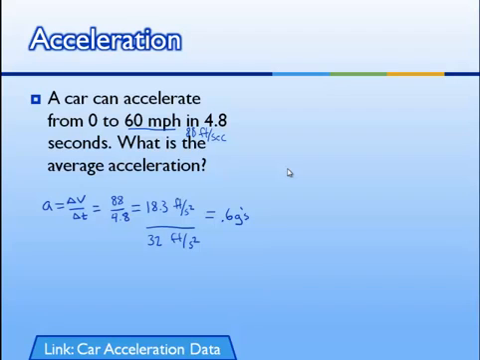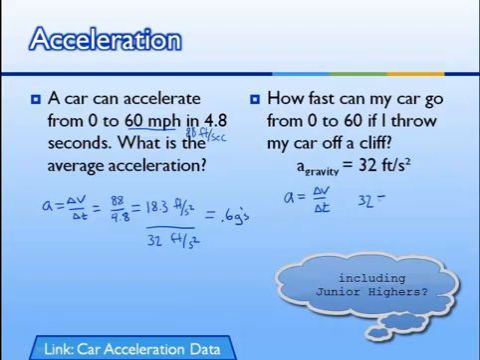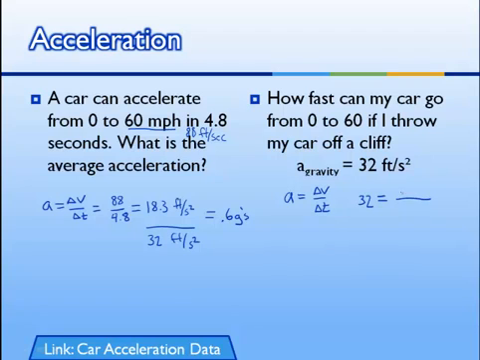Now, while this car has great acceleration, 0 to 60 in 4.8 is pretty good, it's not as good as gravity. So my follow-up and final question is, how fast will our car accelerate from 0 to 60 if we simply throw it off a cliff? To answer this, we'll use one final time the formula. A is change in velocity over change in time. And this time we know the acceleration is 32. That's the acceleration of anything thrown off a cliff. And we know the velocity is 60 miles per hour, which is the same thing as 88 feet per second. And we want to know how much time that would take.